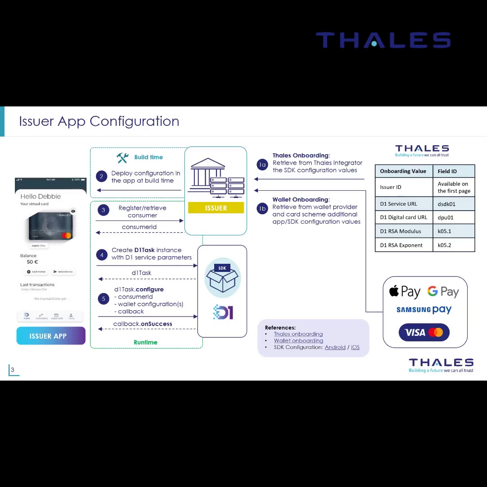After setting up the D1 task, the application has to call the D1 task.configure API to initialize the SDK. Depending on the scope of services, the application is required to provide particular configuration parameters. For example, for D1 push service, the bare minimum is consumer ID and the wallet type. If the initialization succeeds, the app will receive the onSuccess callback, and thus it will be ready to trigger particular use cases.